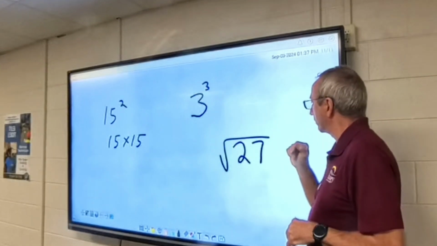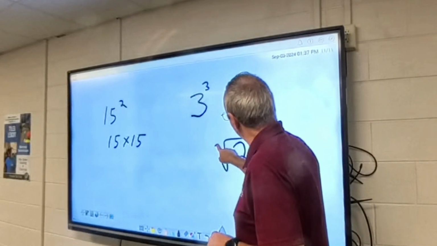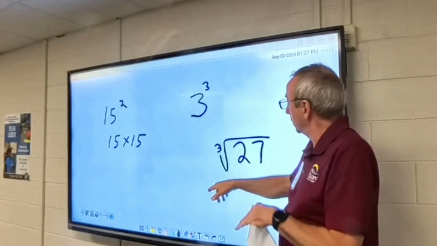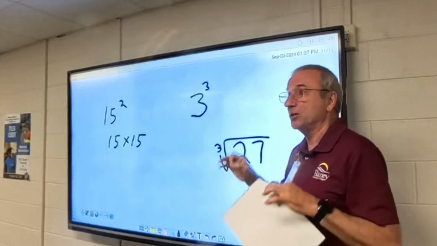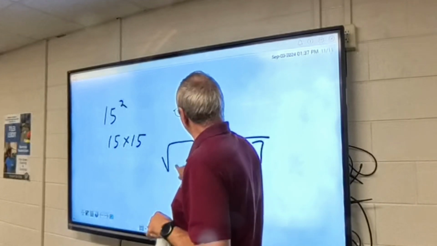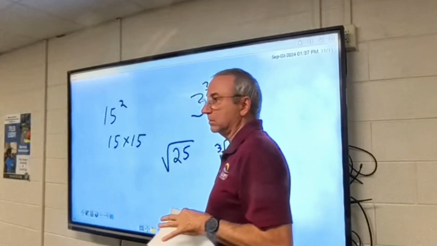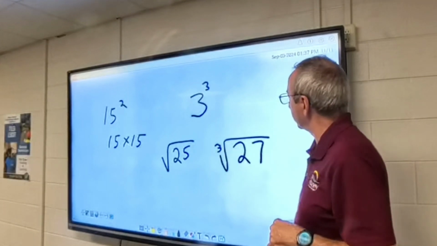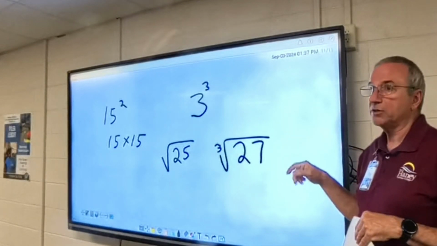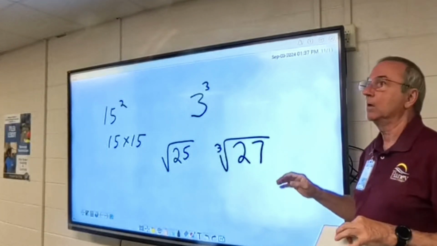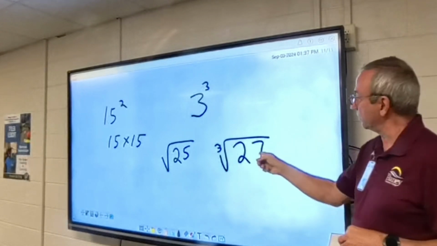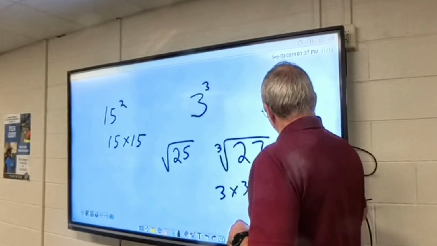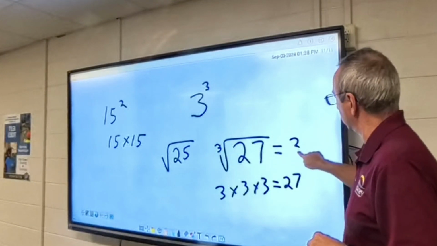Just like that. And by the way, normally, if there's nothing here, it's the square root. If it's anything other than the square root, so normally it's the square root if there's nothing written. So the square root of 25 is what? 5, because 5 times 5 equals 25. But if I put something else there like a 3, what does that mean? That's the cube root. That means what number times itself 3 times will give you that number, and the answer is 3 times 3 times 3. So the cube root of 27 is 3.